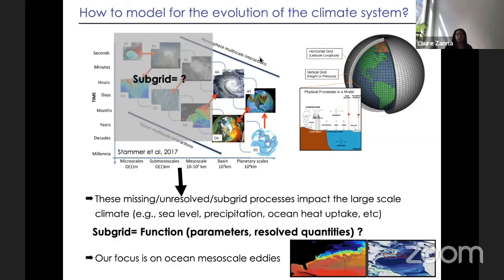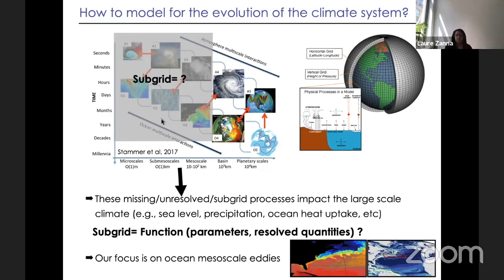Well, we have to come up with a way to represent those subgrid processes. And that's called the parameterization or the closure problem. What we need to find is a function, and that function is going to depend on the resolved quantities, basically the scales that you can resolve in the model. And I have a bunch of parameters as well.